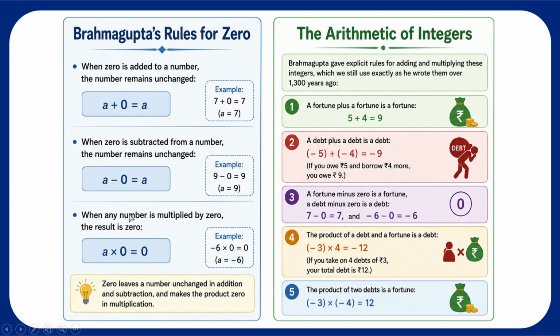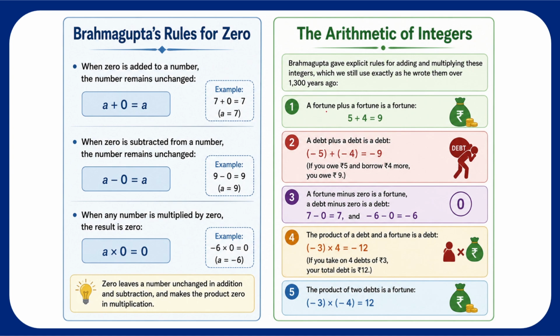The third rule says that when any number is multiplied by 0, the result is 0. So for any huge number, let it be 1000, 1000 times 0 is 0. Any number multiplied by 0 will give you 0. So this is a general form: 0 leaves a number unchanged in addition and subtraction, because in the first two rules we have the same number, and in the product, which is multiplication, we get a 0. The arithmetic of integers: Brahmagupta gave explicit rules for adding and multiplying integers, which we still use exactly as he wrote them over 1300 years ago.